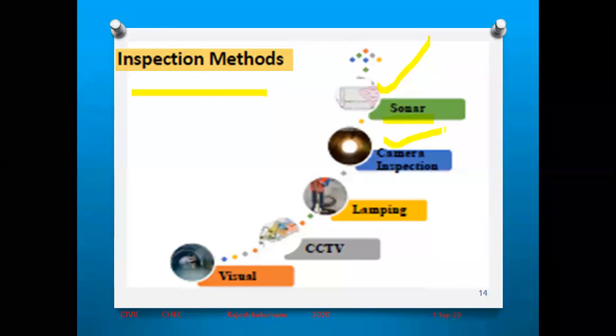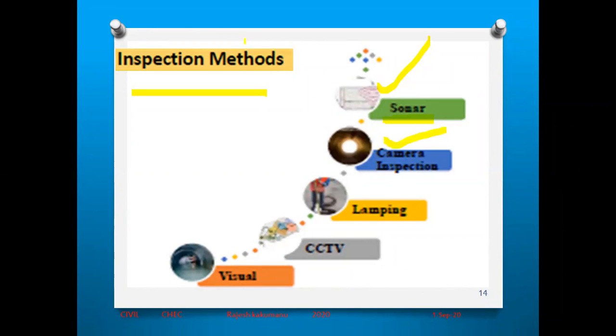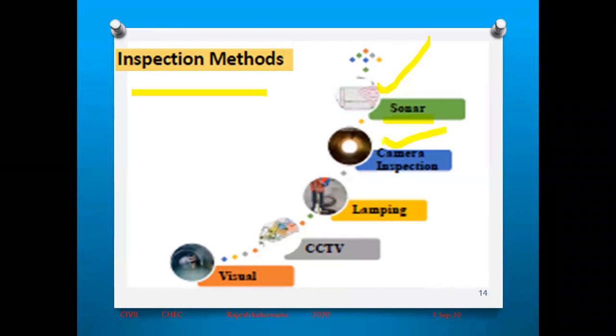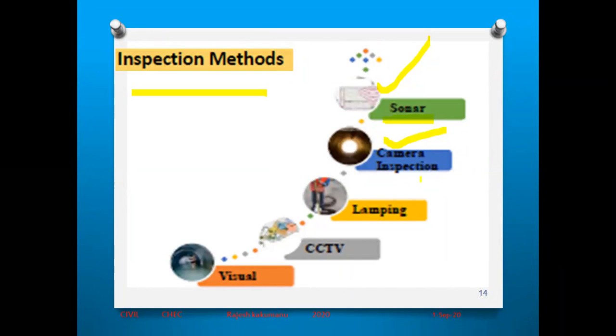Next, camera inspection. Whenever manpower is not able to go deep inside the sewer pipelines or manholes, a wire camera is inserted into the pipeline and you can see through the camera. Outside, you have a screen, and on that screen you can see what's happening in real time when the camera is going deep into the pipeline. Next, lamping.